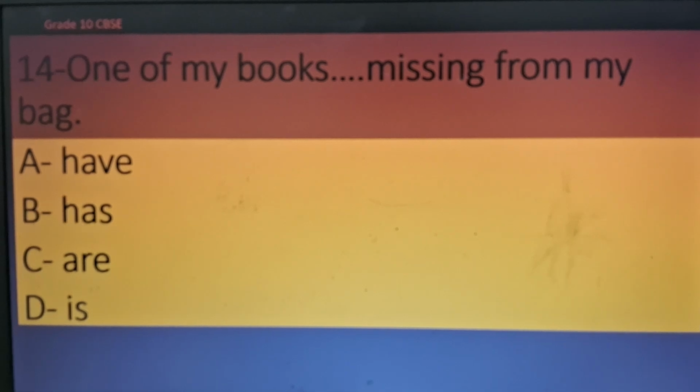Question 14. One of my books dash missing from my bag. Option A, have. Option B, has. Option C, are. And option D, is. What is the answer, children? One of my books. Yes, the answer is is. Here, the subject is singular because the reference is to one book. I have many books. Out of that, I am pointing out one book which is singular. So we have to use a singular verb as well.